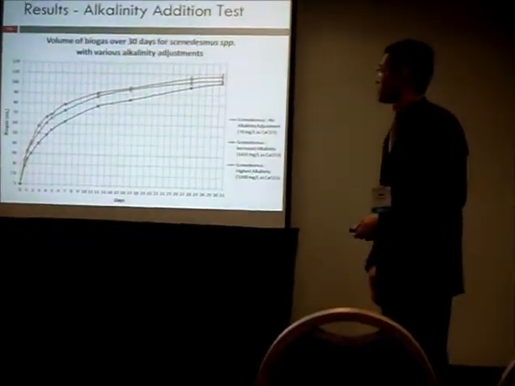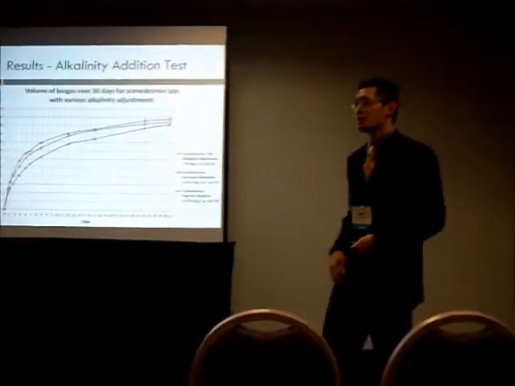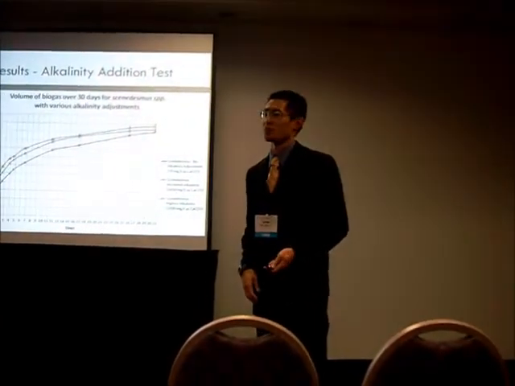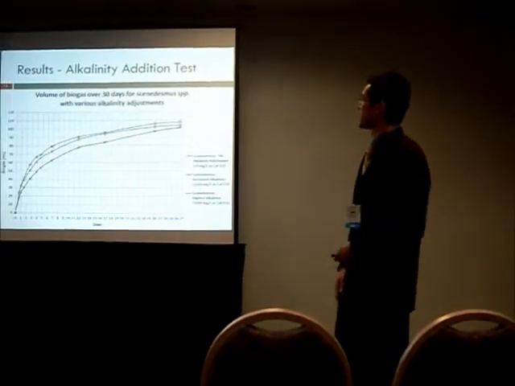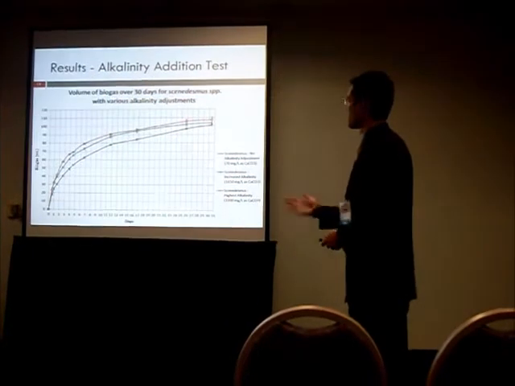For syndesmus, you see that throughout the whole digestion period it does follow that trend: as you increase the alkalinity, more biogas is produced. But they do end up being close at the end, and the difference wasn't as great as we were expecting for an alkalinity adjustment.